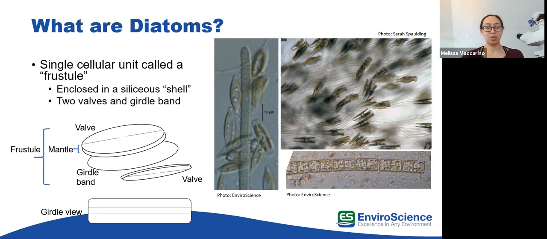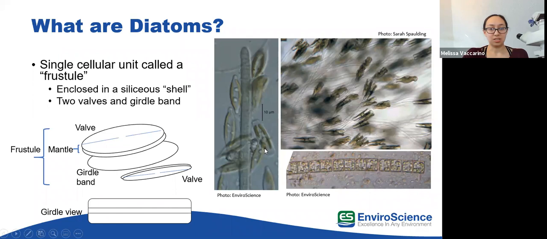In this example, you can see some free swimming diatoms. And this one is in valve view, so you can see the top view. And this one is in girdle view, where you would be seeing the side view. And this side view is more difficult to tell what species it is. You get this rectangular shape.